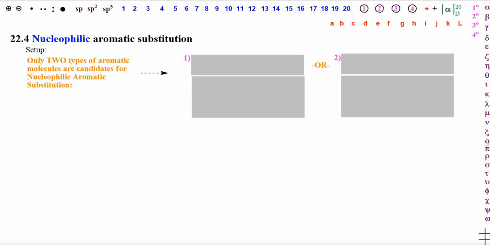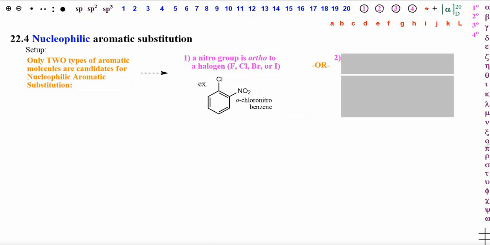It's limited to the fact that there are only two types of aromatic molecules that are candidates for nucleophilic aromatic substitution. First category is an aromatic compound that has a nitro group that is ortho to a halogen. In this case, any of the halogens works. Typically, we don't see fluorine on lists in this class, but this is an exception to that, and we will explain why. An example would be ortho-chloronitrobenzene right here.